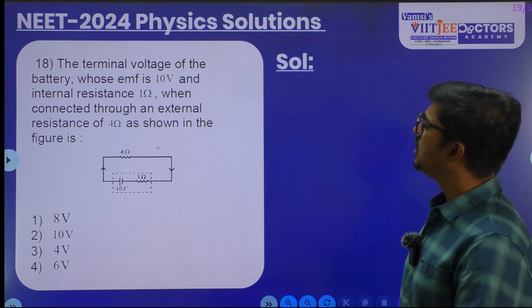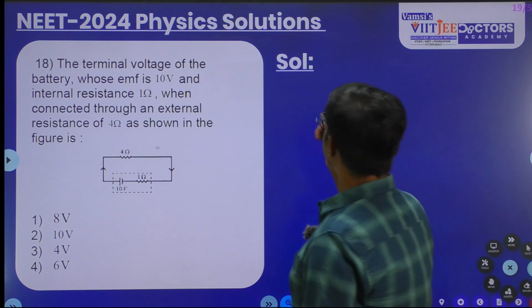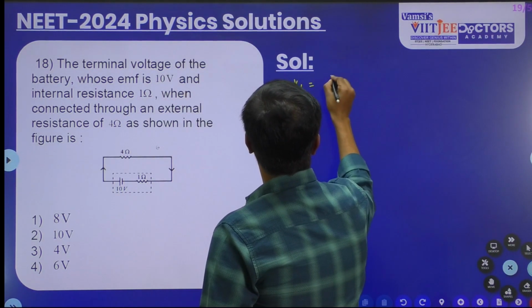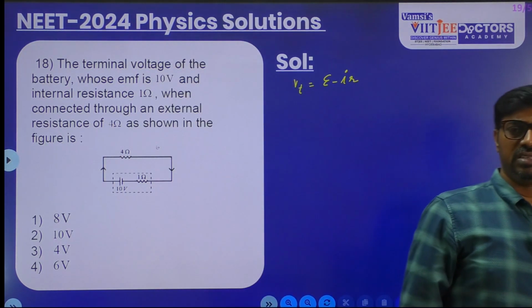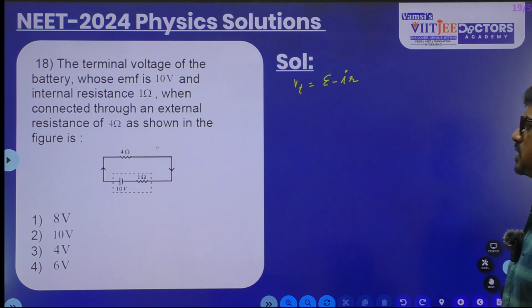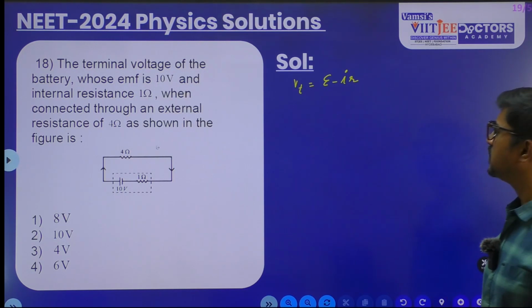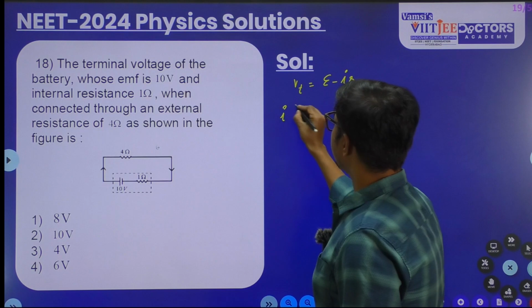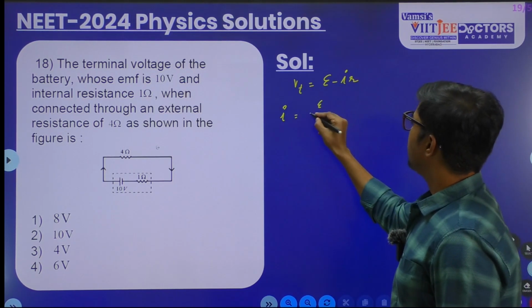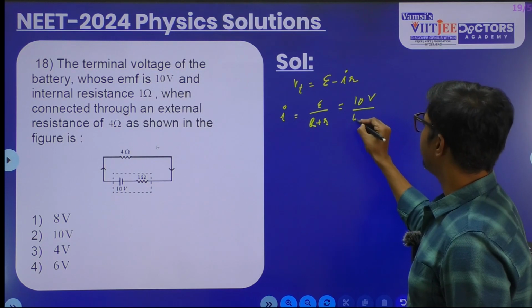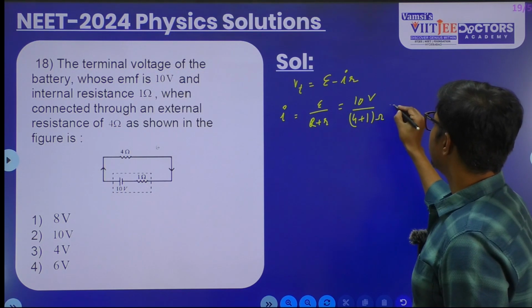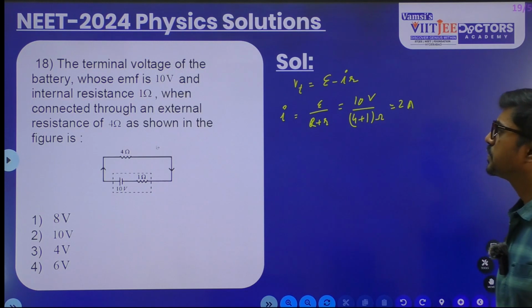Yeah, here they're asking terminal voltage. Terminal voltage equal to E minus IR, that is terminal voltage when the battery is discharging. Here it is discharging. Charging, it will be E plus IR. So first let us calculate current here. Current equal to E by capital R plus small r, that is going to be 10 volt divided by 4 plus 1 ohm, which is going to be 2 ampere.